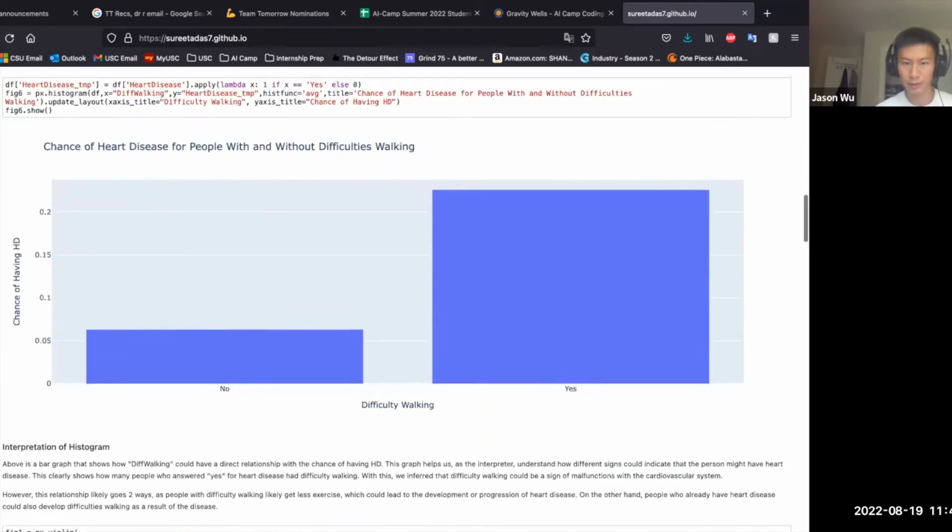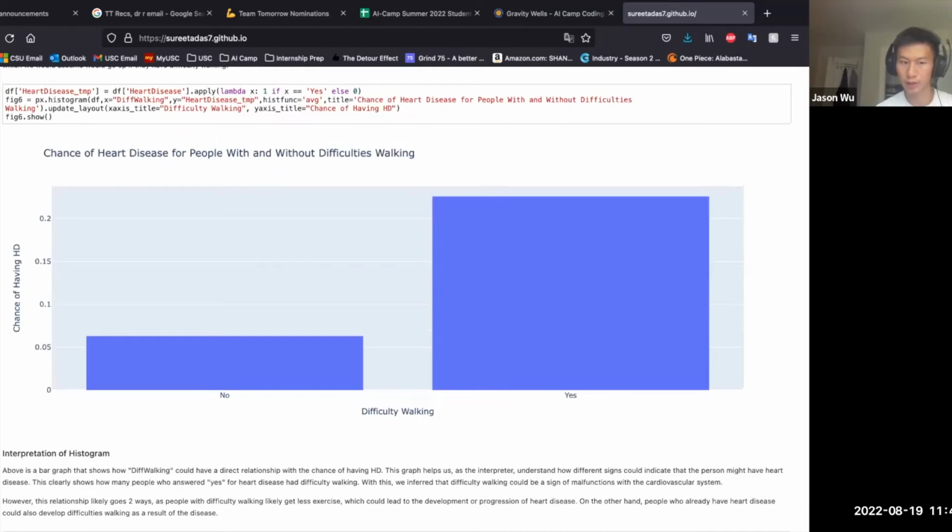The next thing we created was this histogram, which looked at the two variables on the chance of getting heart disease for people with or without difficulties walking. We noticed that for the people with difficulty walking, they had around a 3.5 times greater chance of getting heart disease compared to those without any difficulty walking.